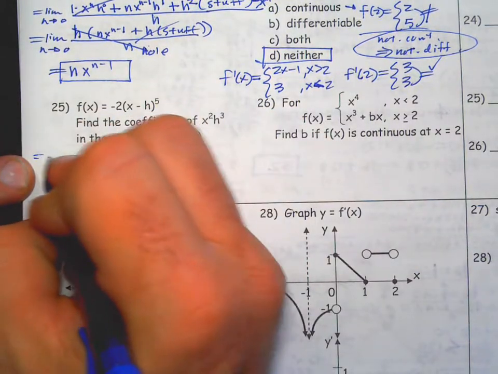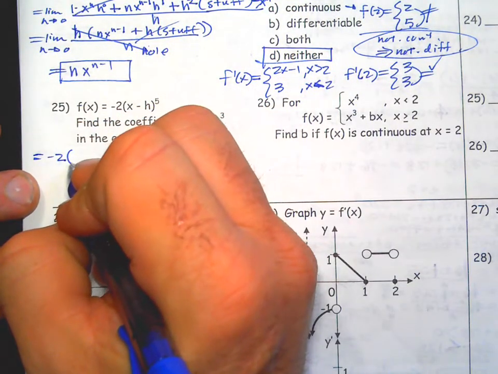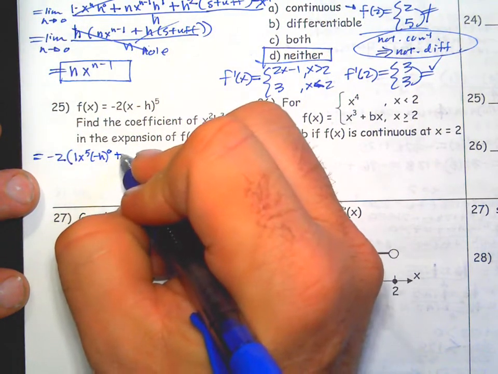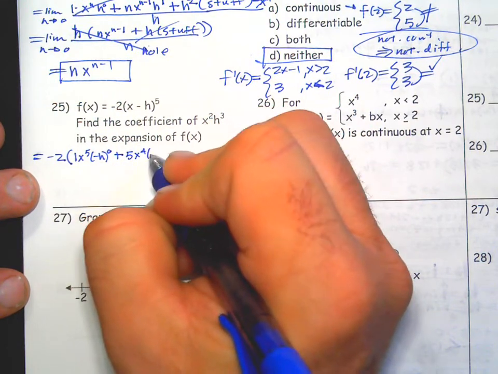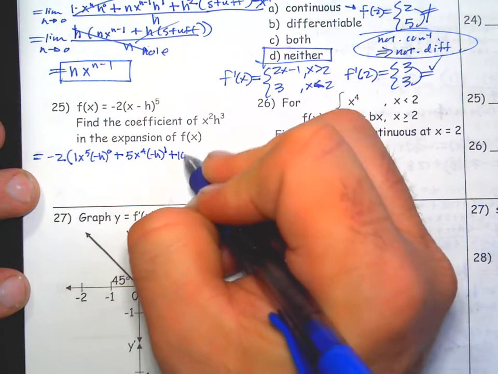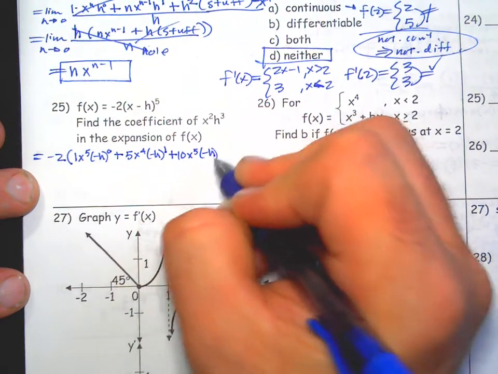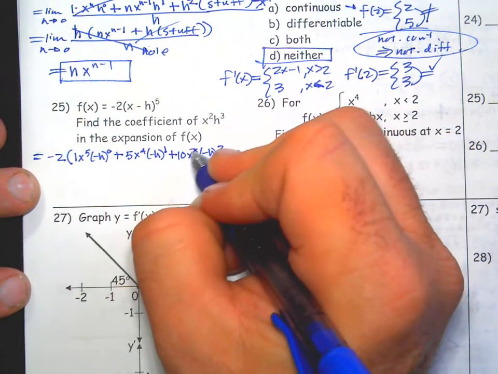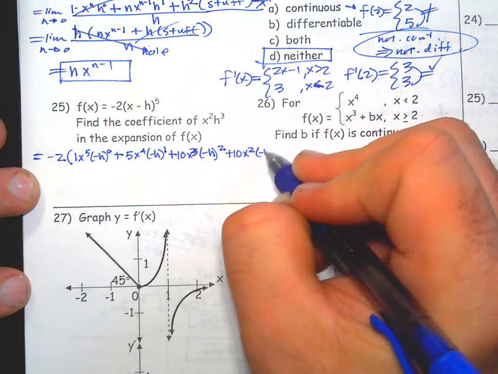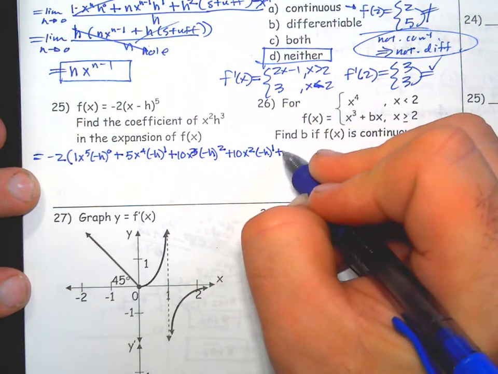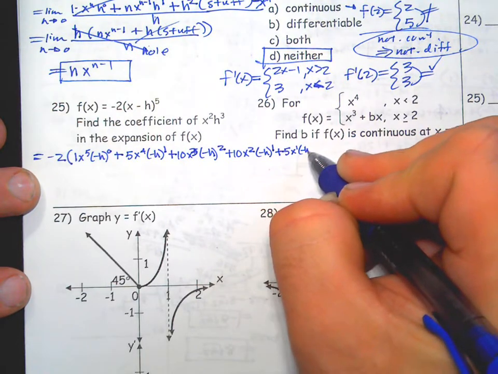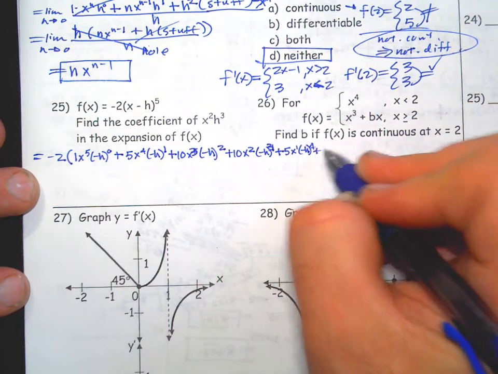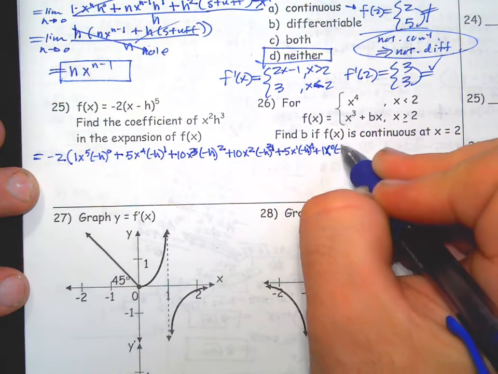So it's going to be negative 2, 1 x to the 5th, negative h to the 0, plus 5 x to the 4th, negative h to the 1st, plus 10 x to the, sorry, this should be x cubed, x squared, negative h to the 2nd, plus 10 x squared, negative h to the 3rd, plus 5 x to the 1st, negative h to the 4th, plus 1 x to the 0, negative h to the 5th.